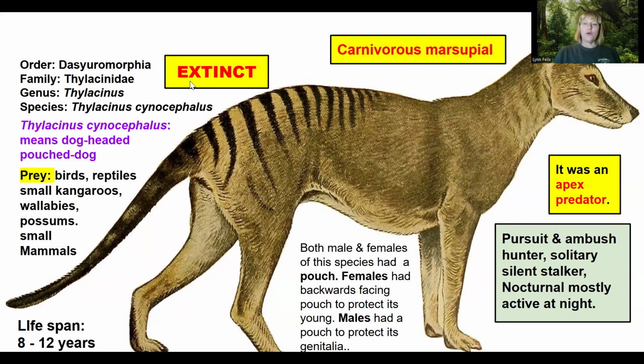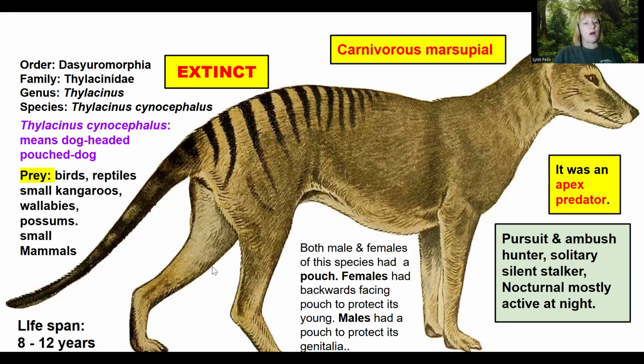And just so you guys know, because it is a marsupial, both males and females of this species had a pouch. Yes, both. So the female had her pouch face backwards, and it would protect the young. The males had the pouch to protect the genitalia. The thylacine was an apex predator, so it did not have any other predators that it was prey for. It did have prey of its own, and it tended to eat birds, reptiles, small kangaroos, wallabies, possums, and small mammals.